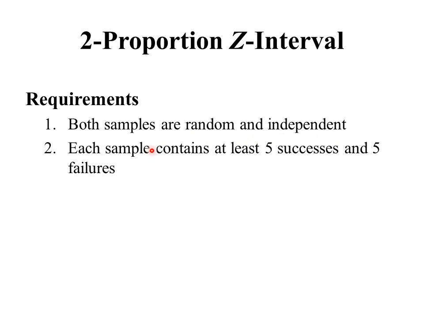Our second requirement is that both samples contain at least 5 successes and 5 failures each. This is necessary so that the underlying random variables representing the sample proportions are normally distributed, at least approximately.